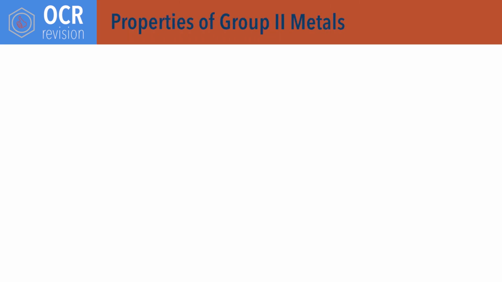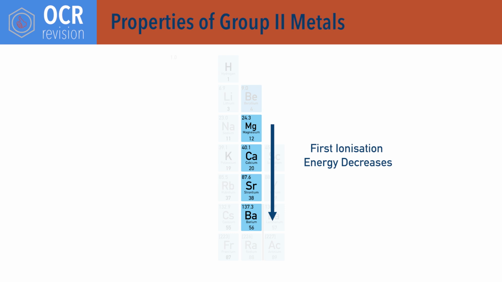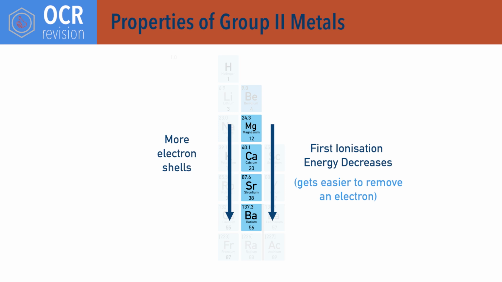The first ionization energy of the group 2 metals decreases down the group. This tells us that it gets easier to remove an electron from an atom of each metal as you go down the group. This is because there are more inner electron shells, meaning an increased level of inner electron shielding. The outermost electrons have less attraction to the positively charged nucleus, and it is therefore easier to remove them from the atom, meaning first ionization energy decreases down the group.